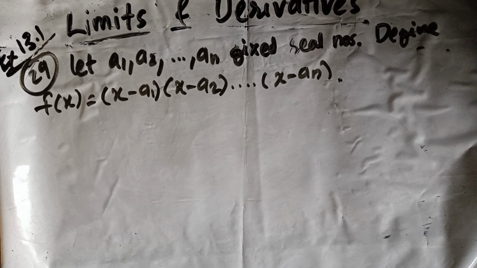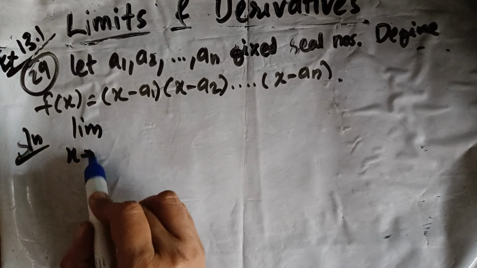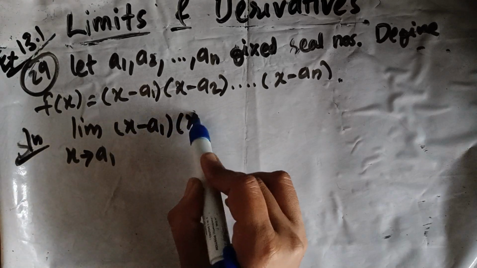Define a function f of x as (x minus a1)(x minus a2) till (x minus an). What is the limit as x tends to a1 of f of x, for some a not equal to a1, a2, an? Compute the limit as x tends to a of f of x. So first we'll find the limit as x tends to a1 of f of x. So this whole thing you have to put here.